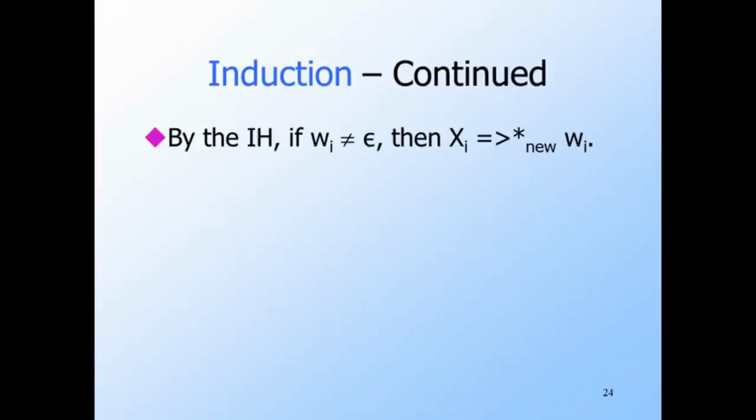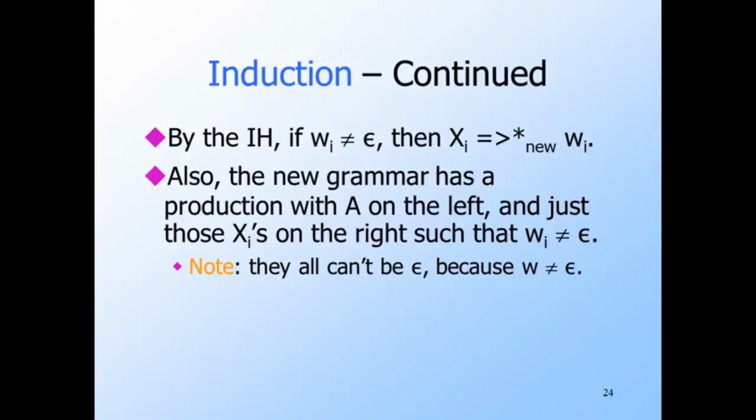If xi is a variable and the piece Wi is not empty, then the inductive hypothesis tells us that xi derives Wi in the new grammar. When we constructed the new grammar, we replaced the A production A goes to x1 through xn by a family of productions, and one of these eliminates from the body exactly those xi's such that Wi is epsilon. We know that is the case because if Wi is epsilon, then surely xi is nullable. We also know that not all Wi's are epsilon because W is not epsilon. That is, at least one xi is either a terminal or it is a variable that we do not need to remove from the body.